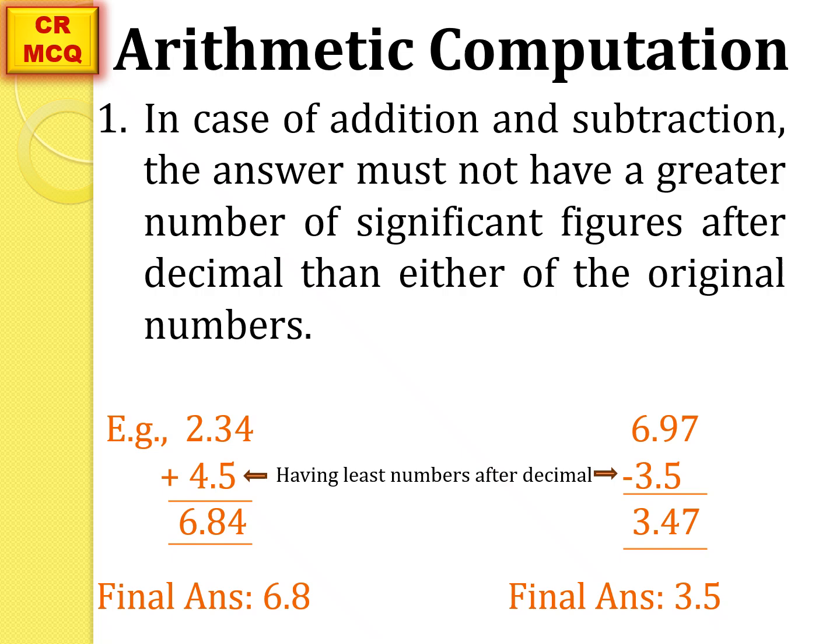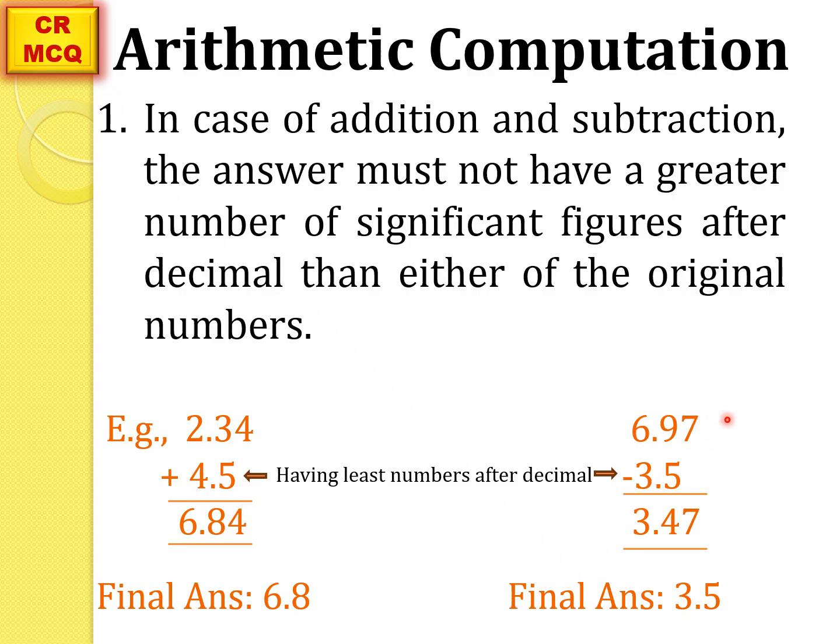First of all, we will discuss the first category, which is applicable for addition and subtraction. In case of addition and subtraction, the answer must not have a greater number of significant figures after the decimal than either of the original numbers. For example, in this first example, addition is performed. Here two numerical values are given. The first numerical value has 2 digits after the decimal. The second numerical value has only 1 digit after the decimal. So your answer must have only 1 digit, equal to that numerical value which has the least number of digits after the decimal.